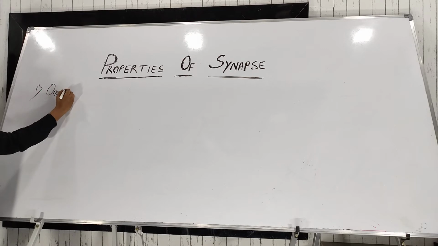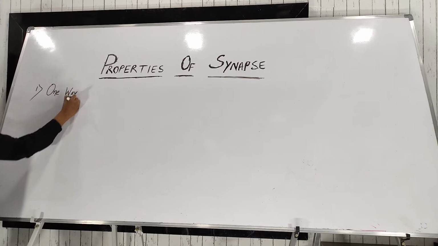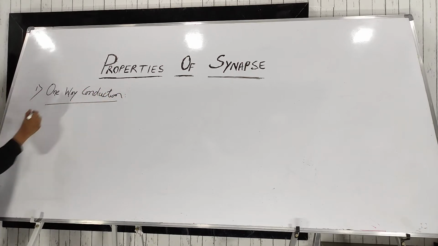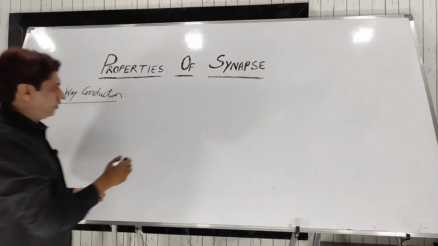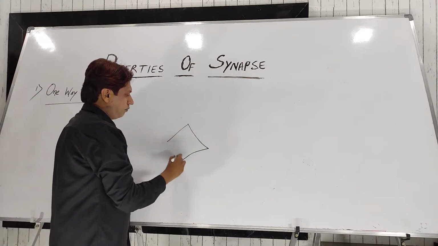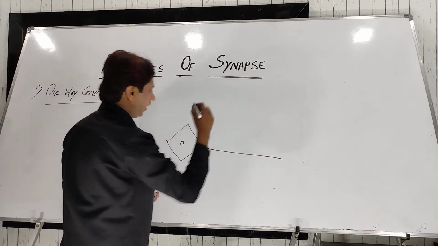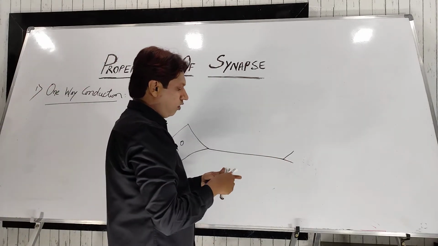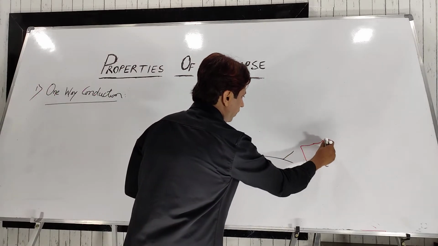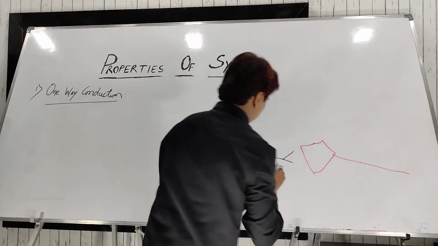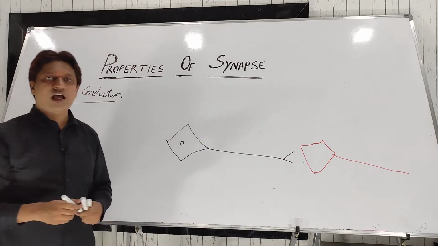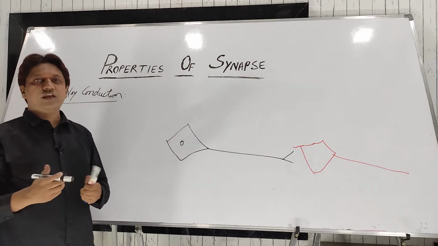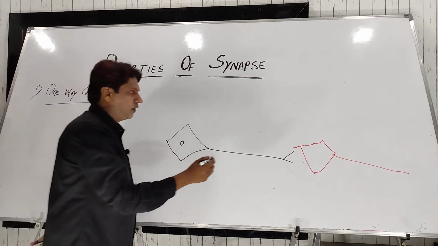The first property of the synapse is one-way conduction. The synaptic transmission, especially in a chemical synapse, consider this as a presynaptic neuron, that is neuron A. It will transmit its signal to neuron B. We have discussed in the last class how the transmission takes place at a synapse, that is due to the release of a chemical neurotransmitter in a chemical synapse.